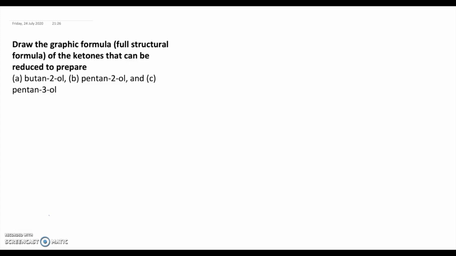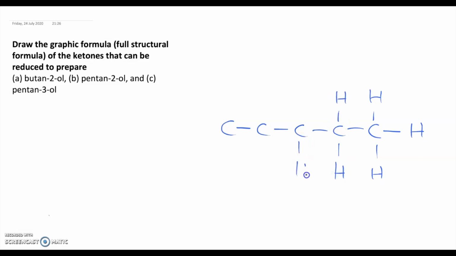So for question 4b, I'm asked to draw the ketone that is reduced to form pentan-2-ol. So the first thing I'm going to do is draw pentan-2-ol. So I have to draw an alcohol with 5 carbons in the longest chain and then put an OH group on carbon 2. So I'm just putting the hydrogens around the carbons now, and when I get to carbon 2 I'm going to put an OH group, and then what I'm going to do once I've drawn pentan-2-ol is I'm going to remove hydrogen from this molecule. So I'm going to take a hydrogen away from the OH group, and then I'm going to take a hydrogen away from the carbon next to the OH group.